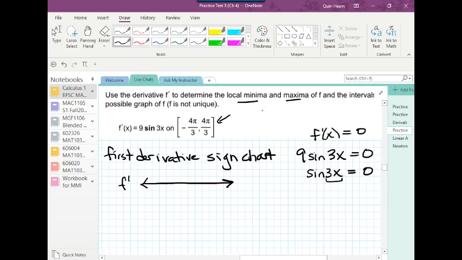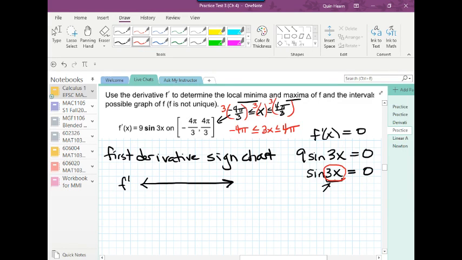So we're going to analyze the first derivative with a sign chart. Make a first derivative sign chart. And that's going to tell us where the original function is increasing, decreasing, and has these local extrema. So f prime, okay, we're going to need to know where it equals 0 or is undefined, but sine of 3x is never undefined. So we're just going to say, where does 9 sine 3x equal 0?